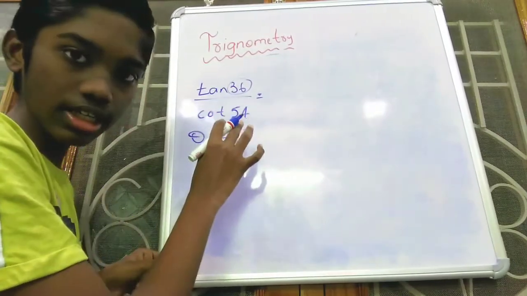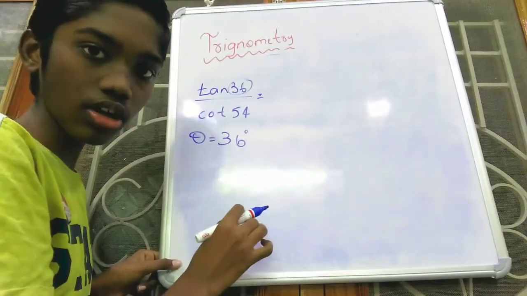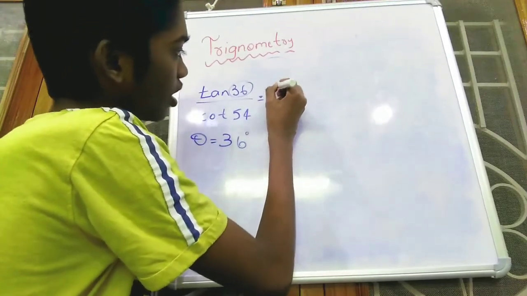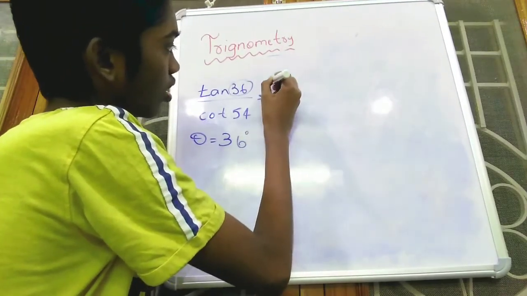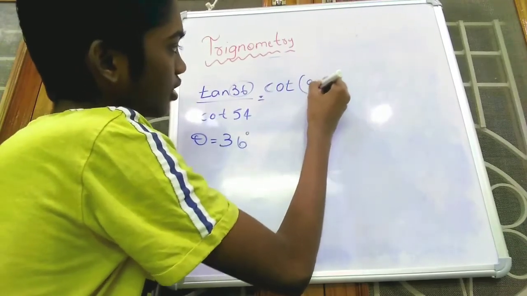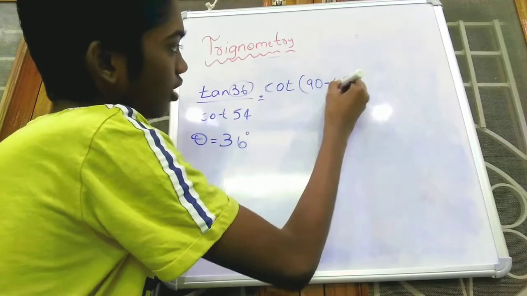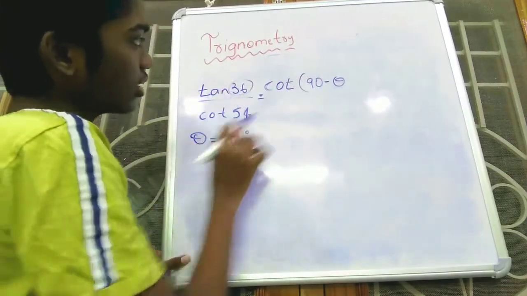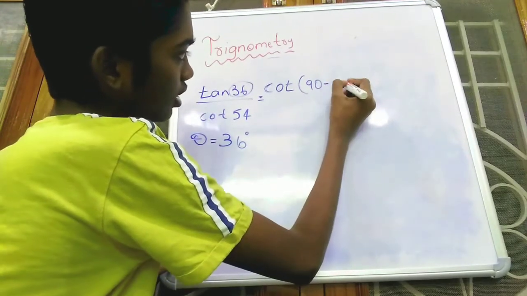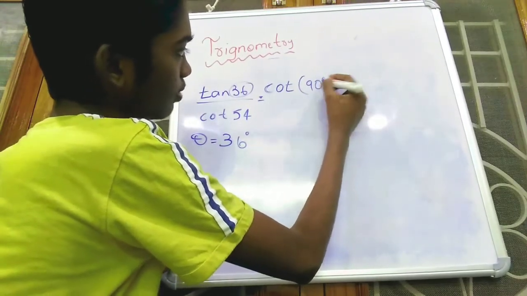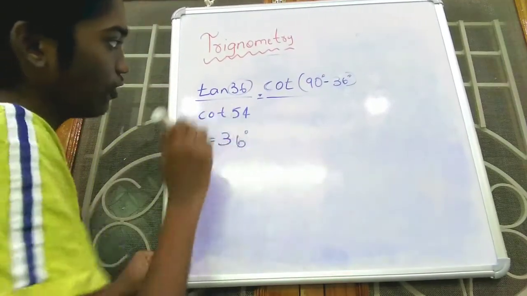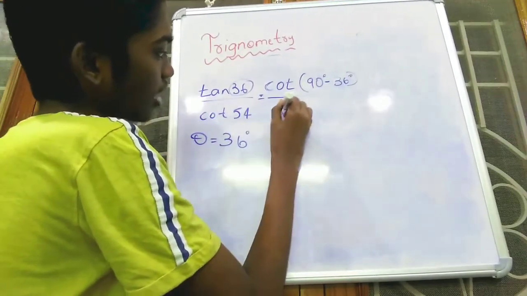Then tan theta equal to cot of 90 minus theta. So here you must write cot of 90 minus theta, but here we assumed theta as 36. Then in place of theta, we have to write 36. 90 degrees minus 36 degrees, divided by cot 54. Cot is as it is.